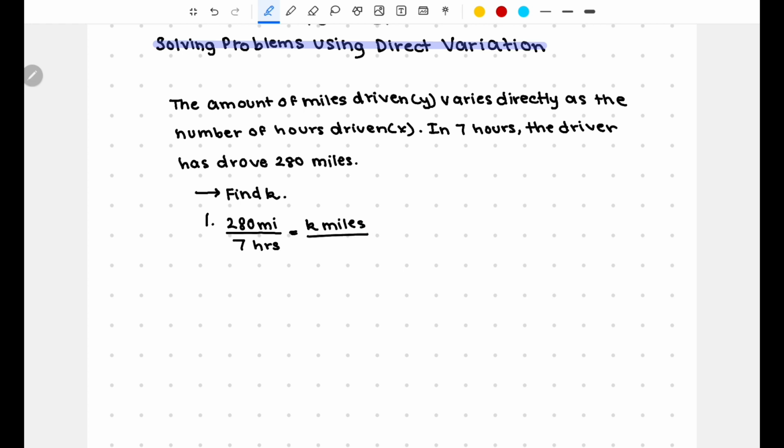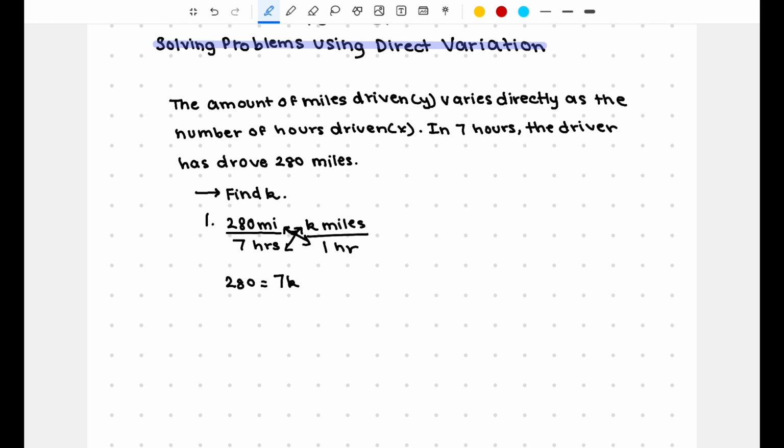k. That's what we're trying to figure out: how many miles are driven in 1 hour, because in this case that's going to be our slope or constant of variation, and this is all in 1 hour. Now we can cross multiply to solve the proportion and say 280 times 1 is just 280, is equal to 7k. Remember, there's no way to simplify 7k until we know the value of k, which we're going to do by isolating the variable.